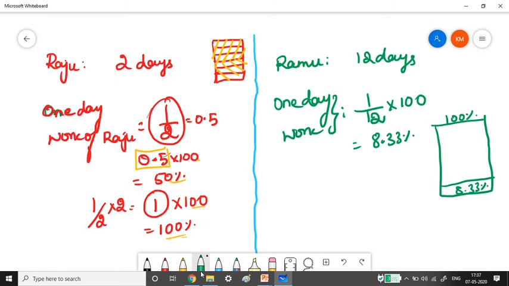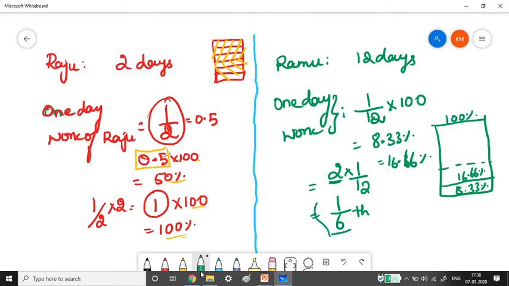For the second day, you can multiply 2 into 1 by 12, that is 2 for the second day. For the third day, you would replace it with 3. So 2 into 1 by 12 gives you 1 by 6. So 1 by 6 of the work is done in 2 days, or multiplying by 100, 16.66% of work is completed in 2 days. You can make it in decimal form, or leave it as such. So this is the answer.